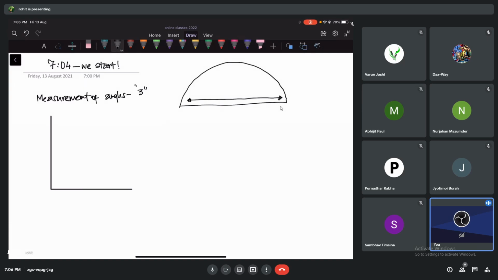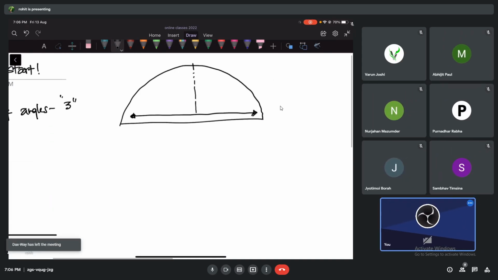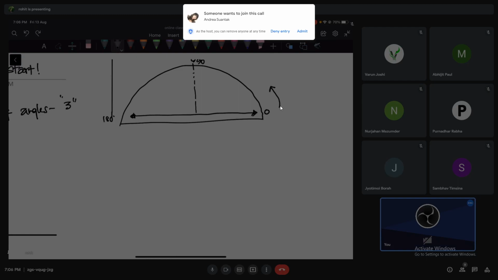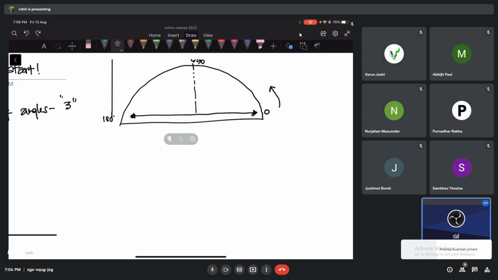So I told you that we have this instrument, which is called a protractor. Here we have the 0 mark. Here we have the 90-degree mark. This is the 180-degree mark. And we measure angles like this, right? We go anti-clockwise to measure positive angles. If we go clockwise, then we are measuring negative angles. We have negative angles also.